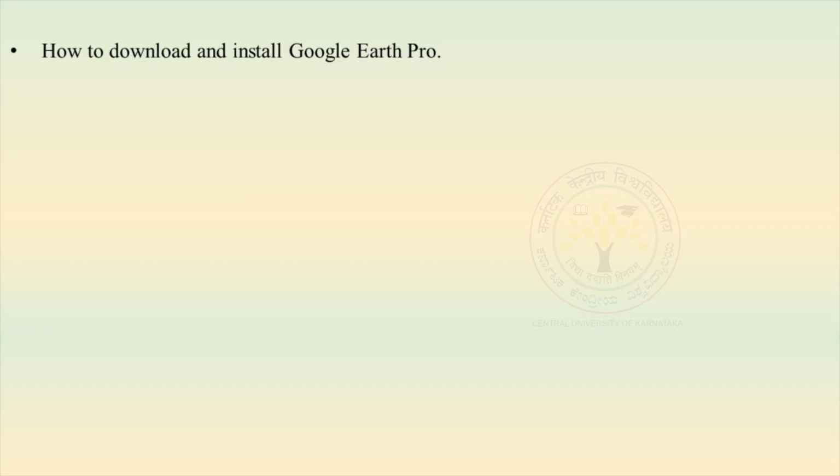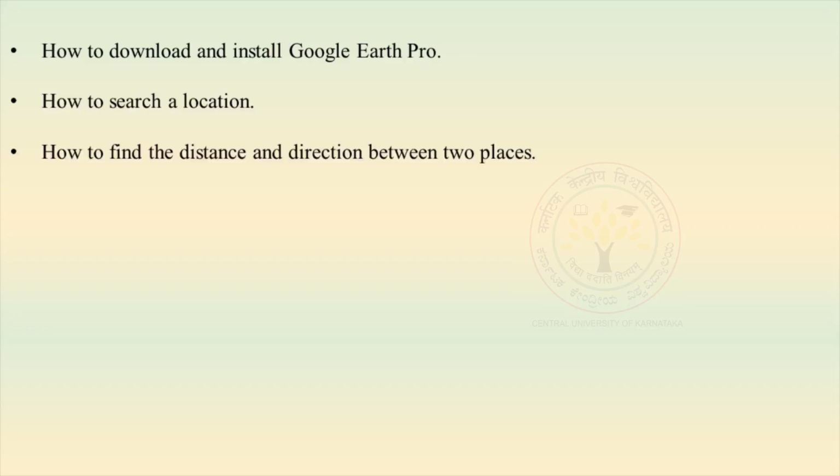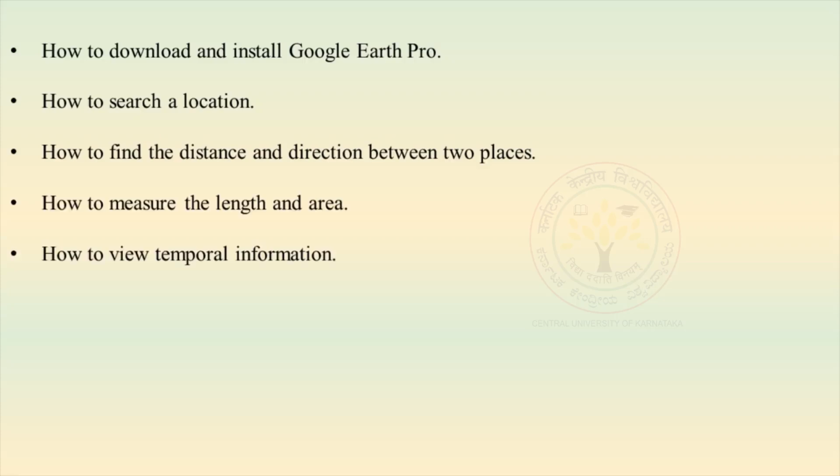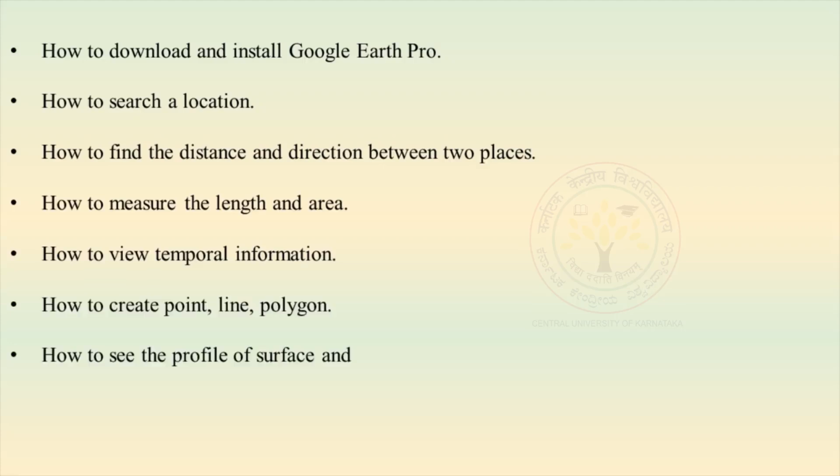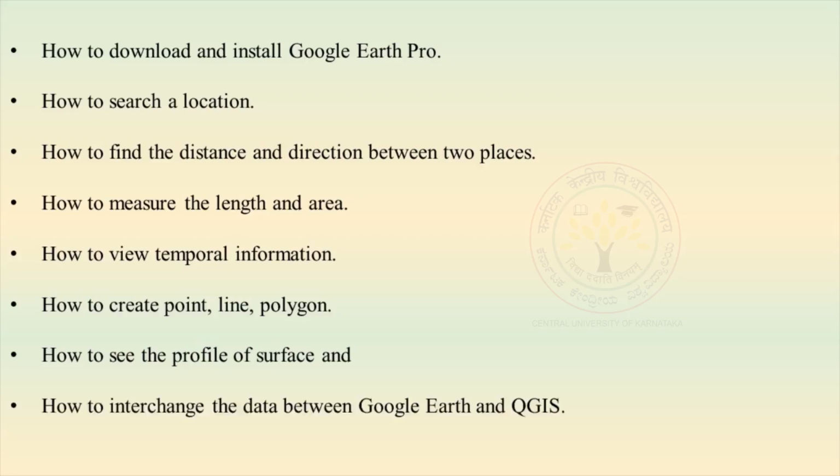In today's class, we have discussed how to download and install Google Earth Pro, how to search a location, how to find out the distance and direction between two places, how to measure the length and area, how to view temporal information, how to create point, line and polygon, how to see the profile of surface, and how to interchange the data between Google Earth and QGIS.